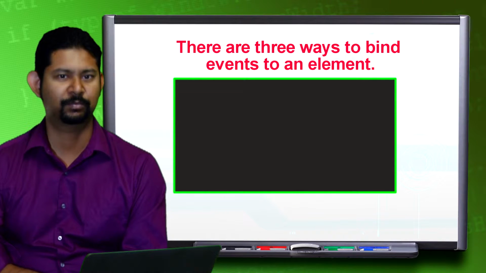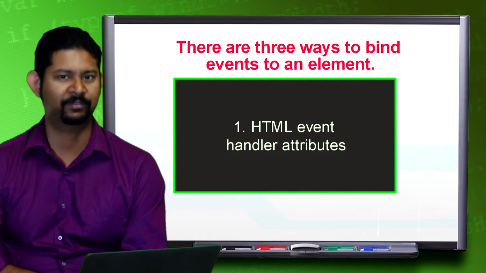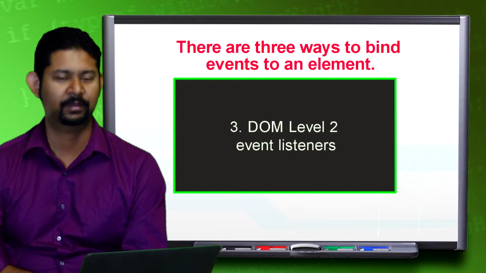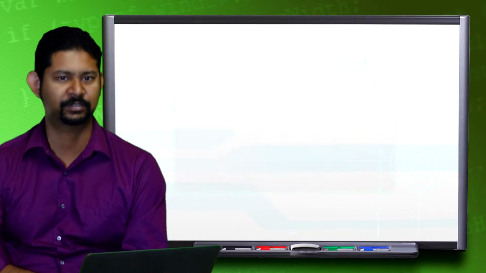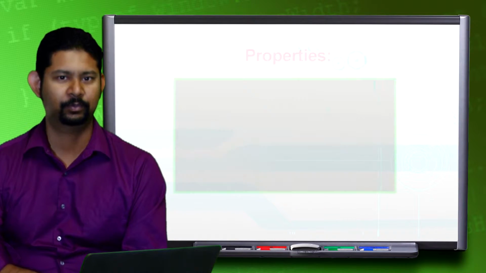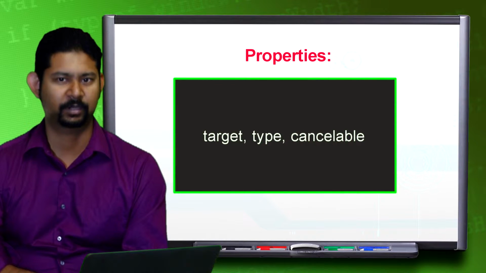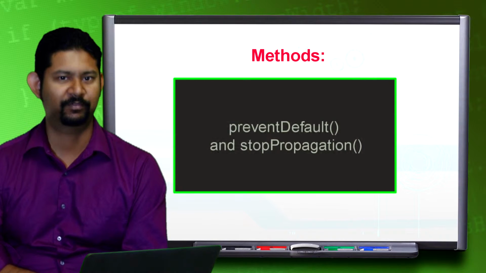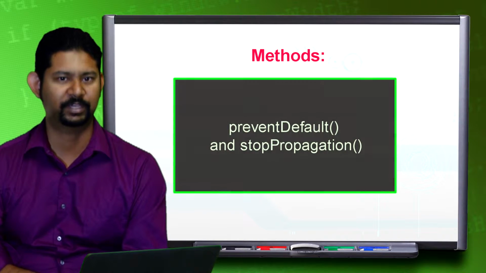There are 3 ways to bind events to an element: HTML event handler attributes, DOM event handlers, and DOM level 2 event listeners. When events occur, an event object can tell you more information about it. You'll get properties like target, type, cancelable, and methods, prevent default, and stop propagation.